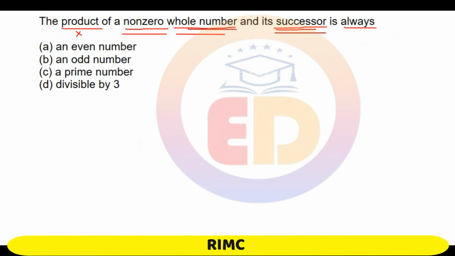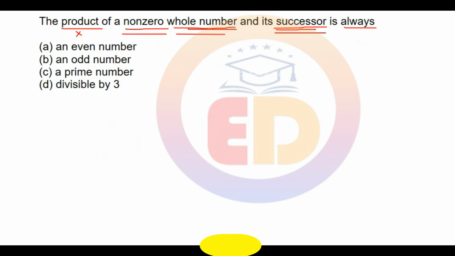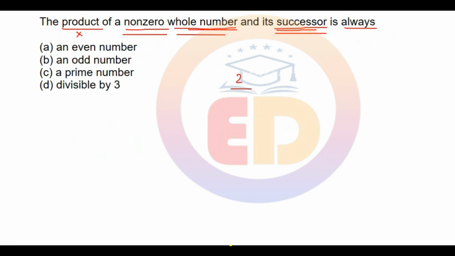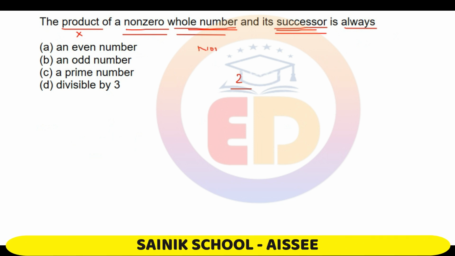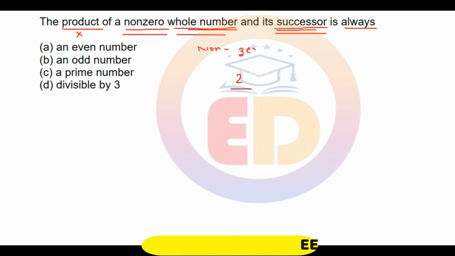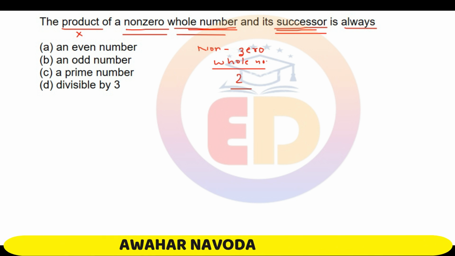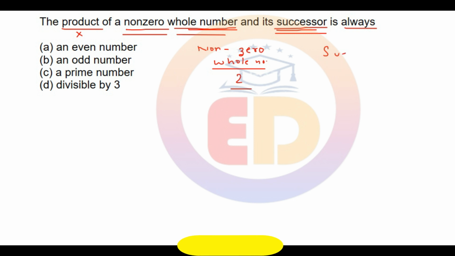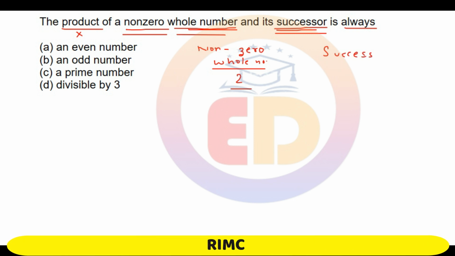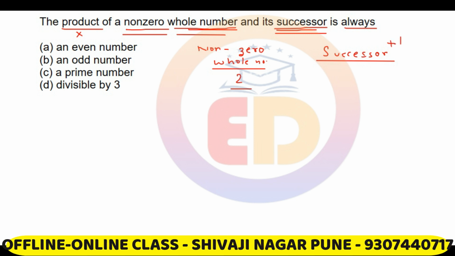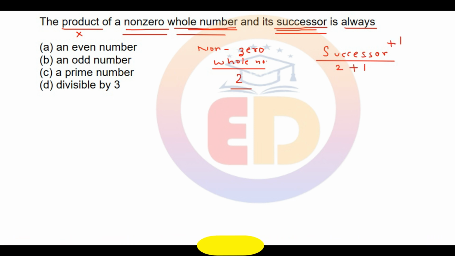So for understanding of this question, let us take a non-zero whole number as 2. So our non-zero whole number which we have taken is 2. They say the product of a non-zero whole number and its successor. What is the successor of 2? Successor is the number we get after adding 1. So the successor of 2 will be 2 plus 1, 3.